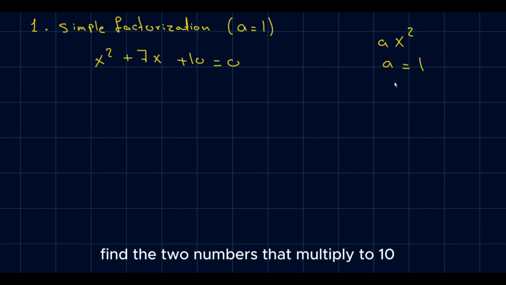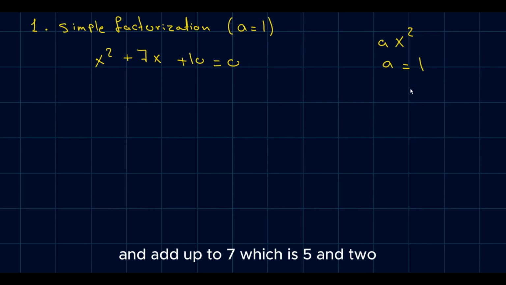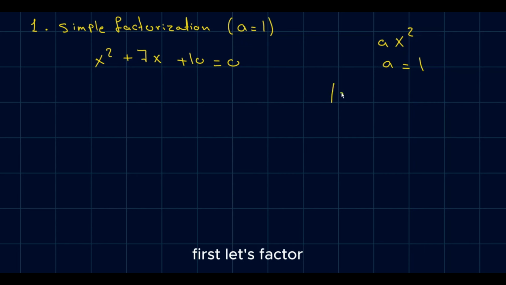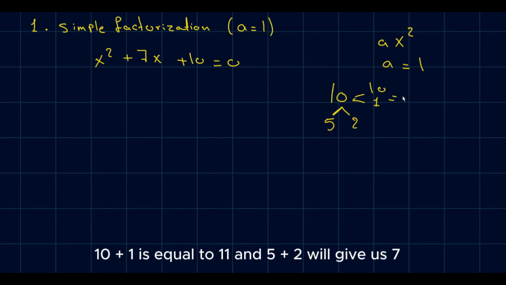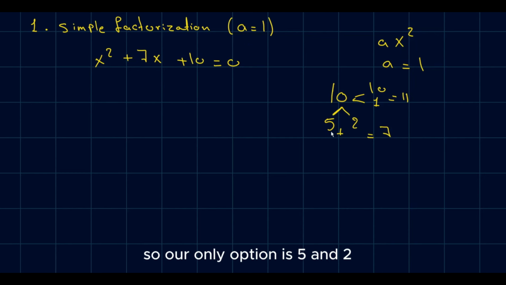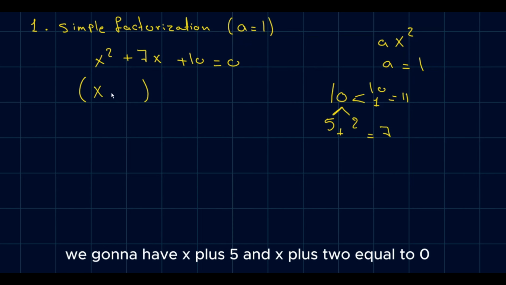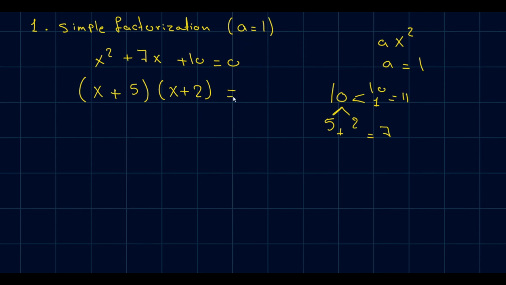First, find two numbers that multiply to 10 and add up to 7, which are 5 and 2. First, let's find the factors of 10, which are 10 and 1 or 5 and 2. And now we need to know which two of them will add up to 7. 10 plus 1 is equal to 11 and 5 plus 2 will give us 7. So our only option is 5 and 2. So by this, we're gonna have (x plus 5)(x plus 2) equal to 0.